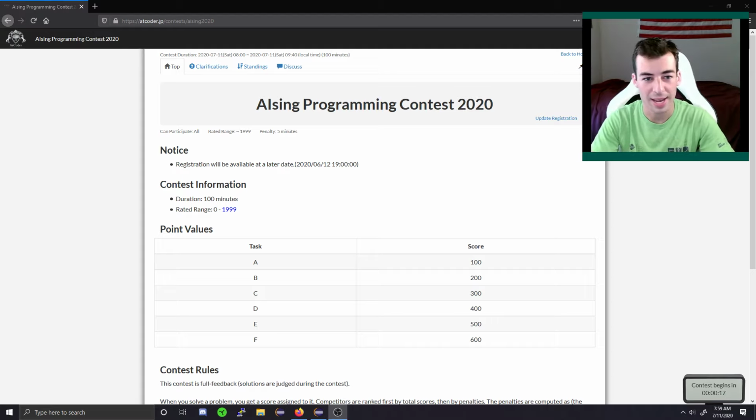I think it's pronounced AIsing, but that might be AIsing. I'm not really sure if it's a capital I or an L. As far as I know, I think this is pretty much the same as an AtCoder beginner contest. That's the mindset I'm going into it with. Hopefully the problems should be pretty easy, but we'll see.